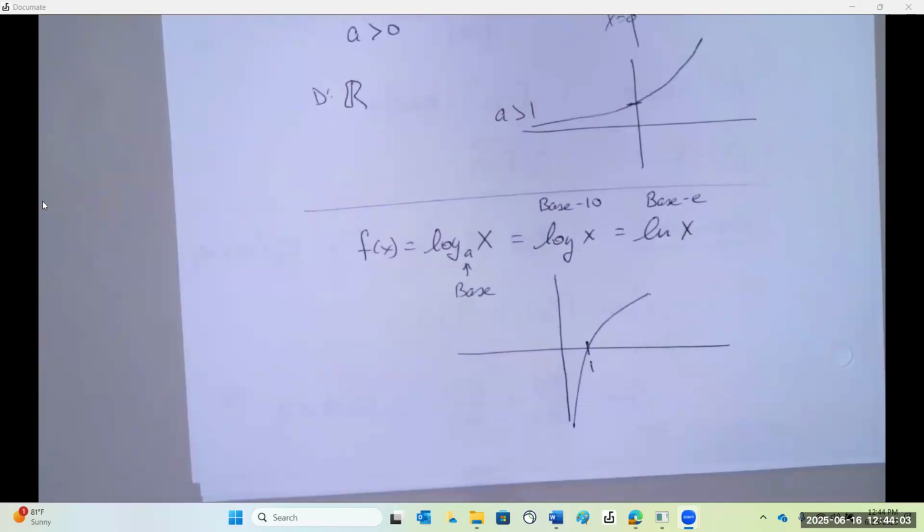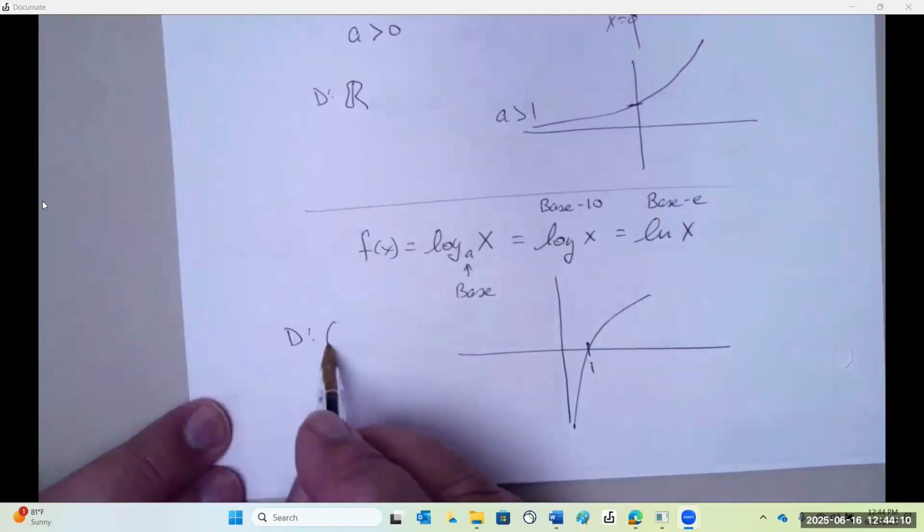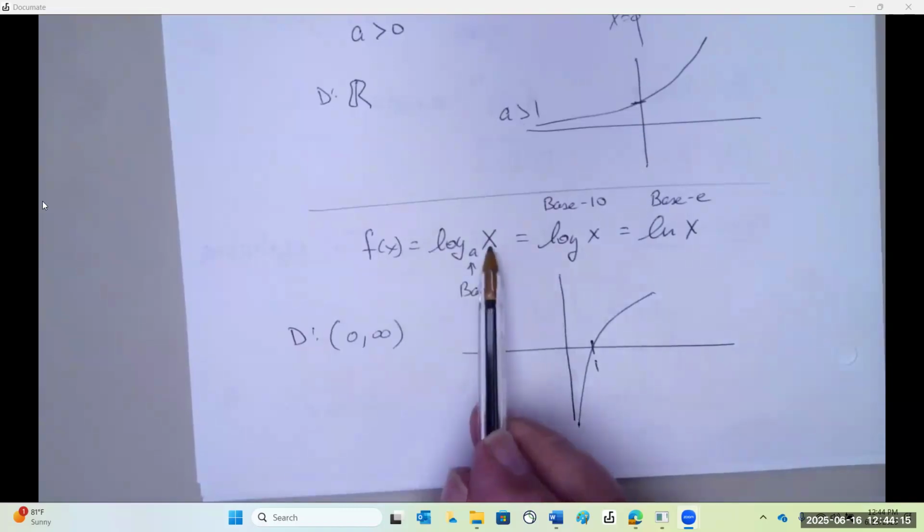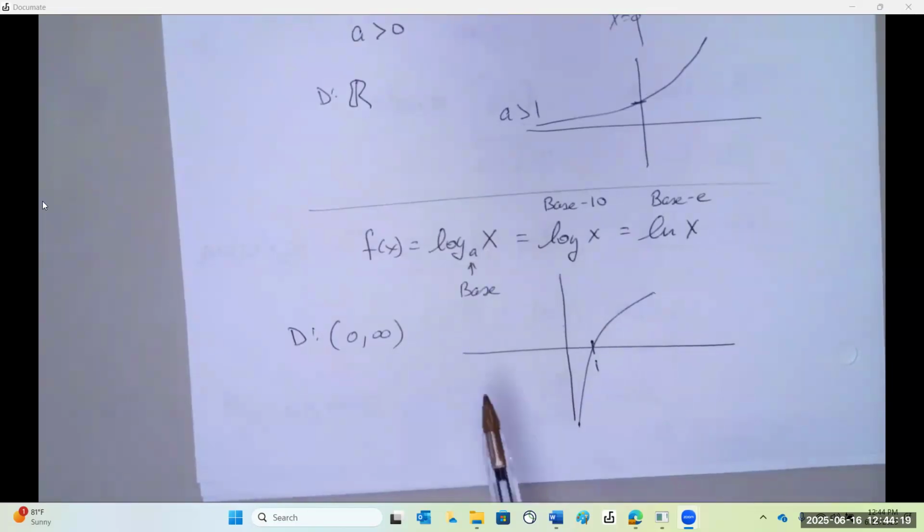Is it a continuous function? Yes. Why? Because what's the domain of a logarithmic function? Anything greater than 0. You cannot take a log of a negative number, or of 0. So it has to be greater than 0. And that's why that looks like that. So far, so good. So polynomial functions are continuous functions automatically.